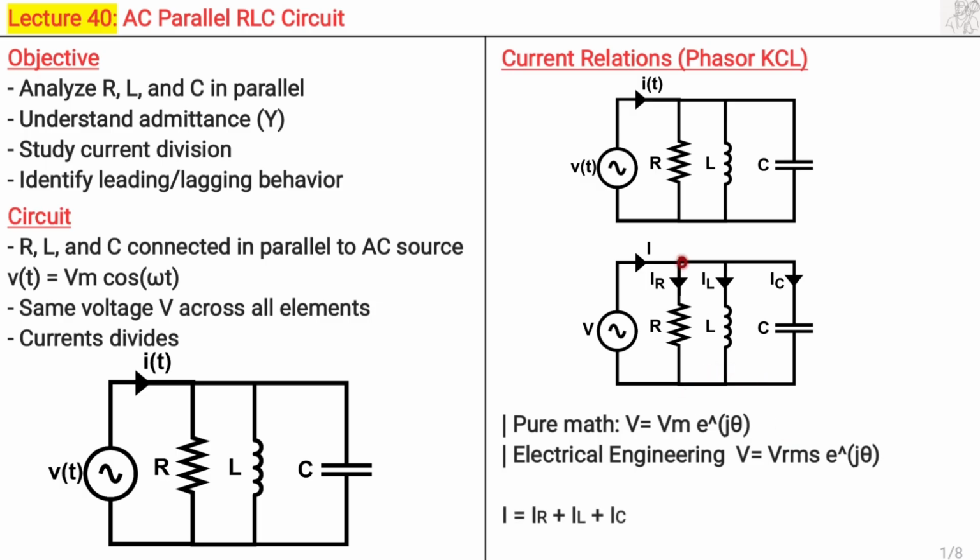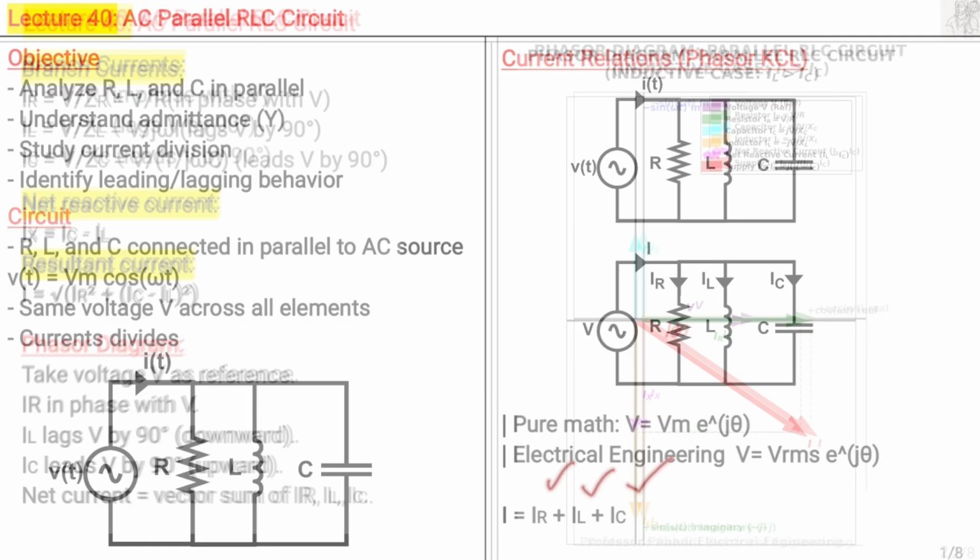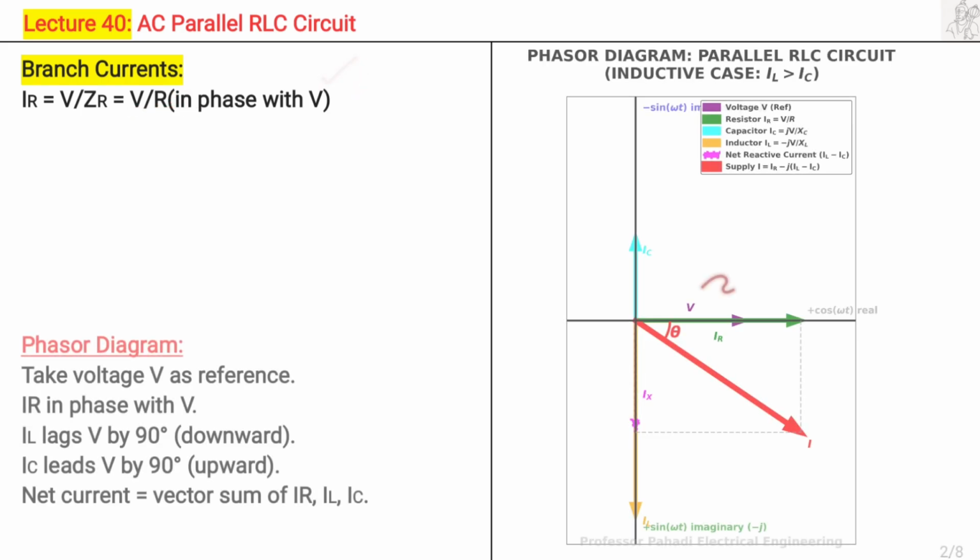So at this node, the incoming current I is simply equal to IR plus IL plus IC. Now writing the branch currents in terms of voltage, IR is simply equal to V divided by ZR, where ZR is the impedance of the resistive element, so ZR is simply equal to R, so IR is V by R, and this is in phase with the voltage. This can be seen from the phasor diagram, where the purple phasor is the voltage phasor and the IR current is in phase with the voltage.